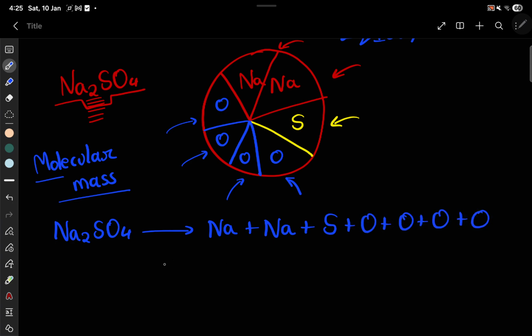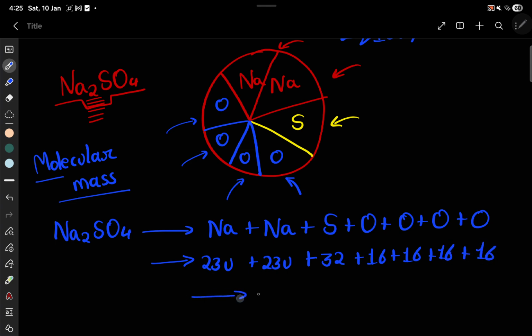So what we are going to do over here is simply add their atomic masses. For sodium, we know that the atomic mass is 23 units, so I'm just going to write 23 plus 23. For sulfur, we know that it is having the atomic mass as 32. For oxygen, its atomic mass is 16. So 16 plus 16 plus 16 plus 16. The overall answer is 142 grams, which is the molecular mass.